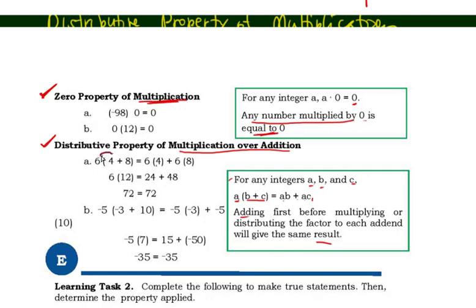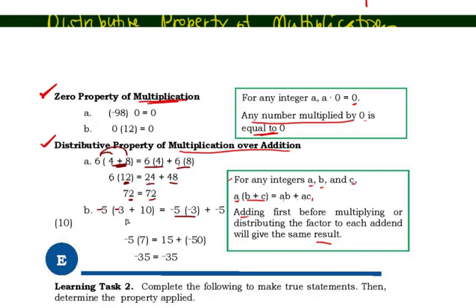And then, 6 times 8, na ito po. 6 times 4, 6 times 8. So, 6 times 4 is 24, 6 times 8 is 48. So, 24 plus 48, ang sagot po ay 72. Kapag naman po ginamitan natin ng PEMDAS, 4 plus 8 is 12, then 6 times 12 is 72. Parehas po ng sagot. Kapag naman po may negative, so negative 5 times negative 3, ito po yun.